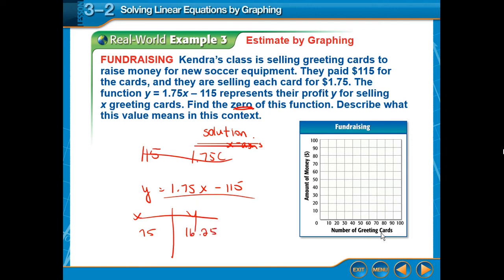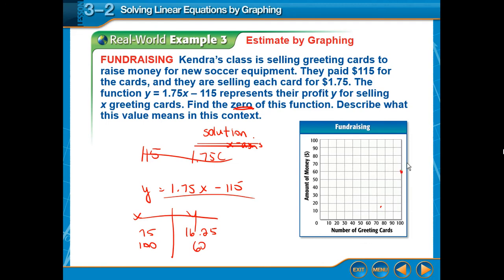So I'm going to graph that point. So 75 is going to be about here, and 16.25 is going to be in here somewhere. Okay, and I'm going to put in another point because to graph a line you need at least 2 points. So 1.75 times 100 minus 115, and you get 60. So I have the point 100, 60. So that's right there.